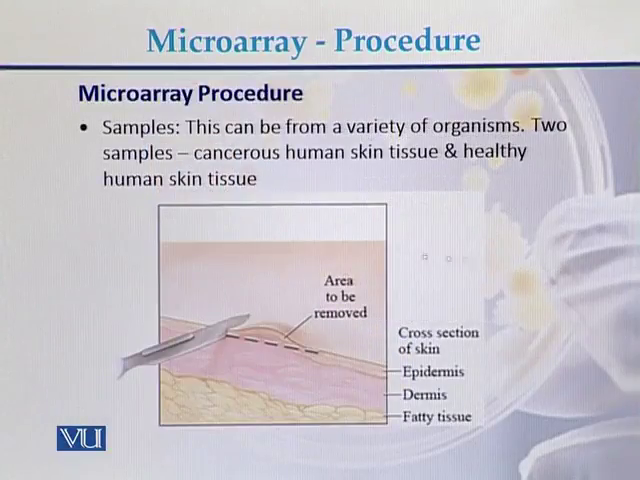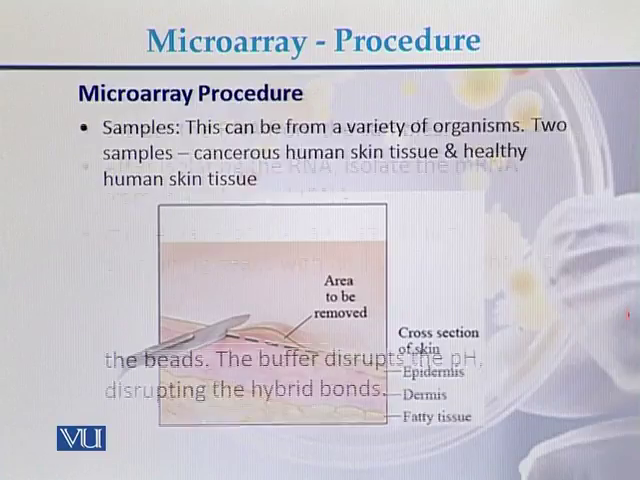Here we can see that the first step of the microarray procedure is to collect the samples. The samples are from cancerous human skin tissue and healthy human skin tissue. So we have the human skin tissues. One of the tissues has cancer while the other tissue is the normal one. So this is the first step, to collect the samples to perform the microarray.